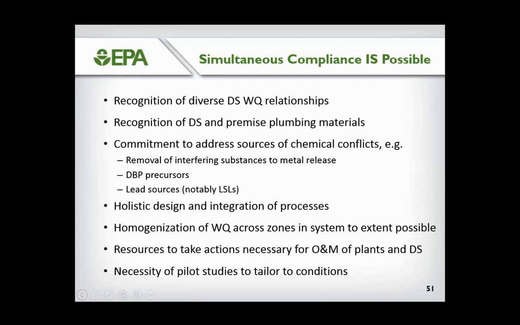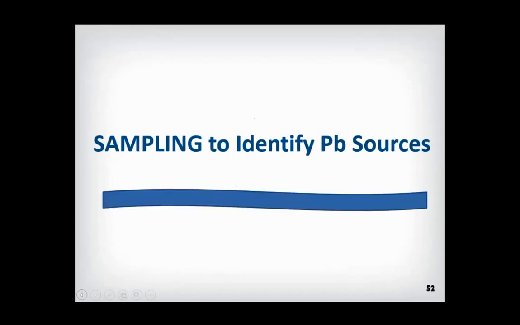the processes. Make sure resources are in place to take actions necessary for operations and maintenance of plants in the distribution system, because keeping the distribution system clean, keeping down the deposition and sediments goes a long way in reducing the particulate release, which is the hardest part to control, and the necessity of pilot studies to tailor to the conditions. So now I've gone to a brief section on sampling to identify lead sources.